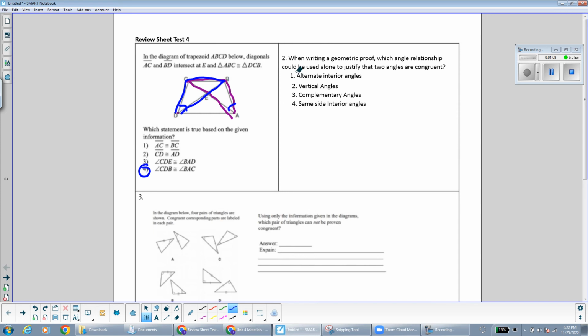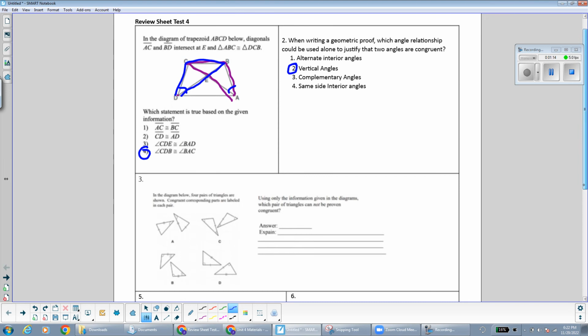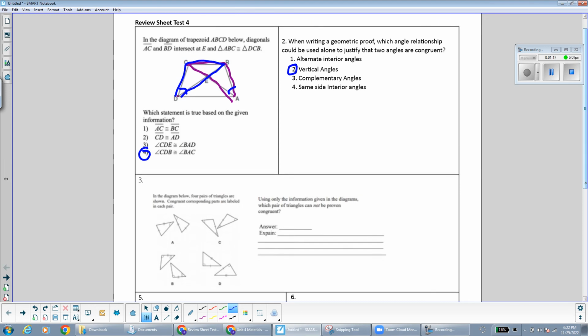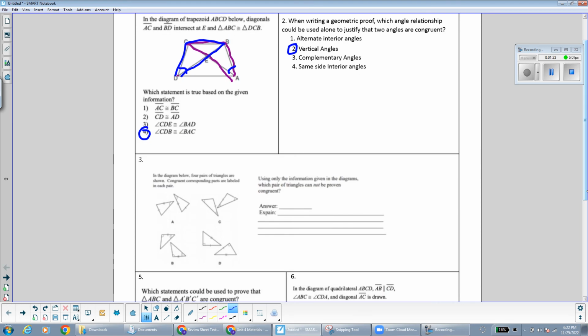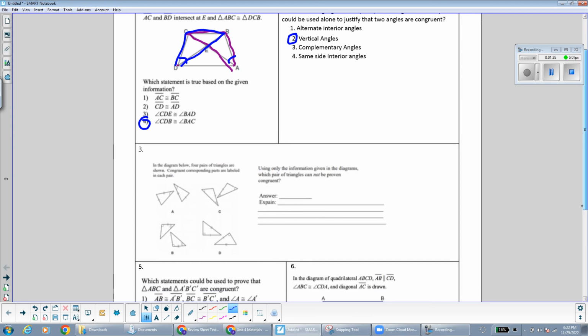Okay, moving on. Vertical angles. For alternate interior angles, the lines do need to be parallel. So the only one that on its own is enough to justify angles are congruent is vertical angles. Intersecting lines always form congruent vertical angles.